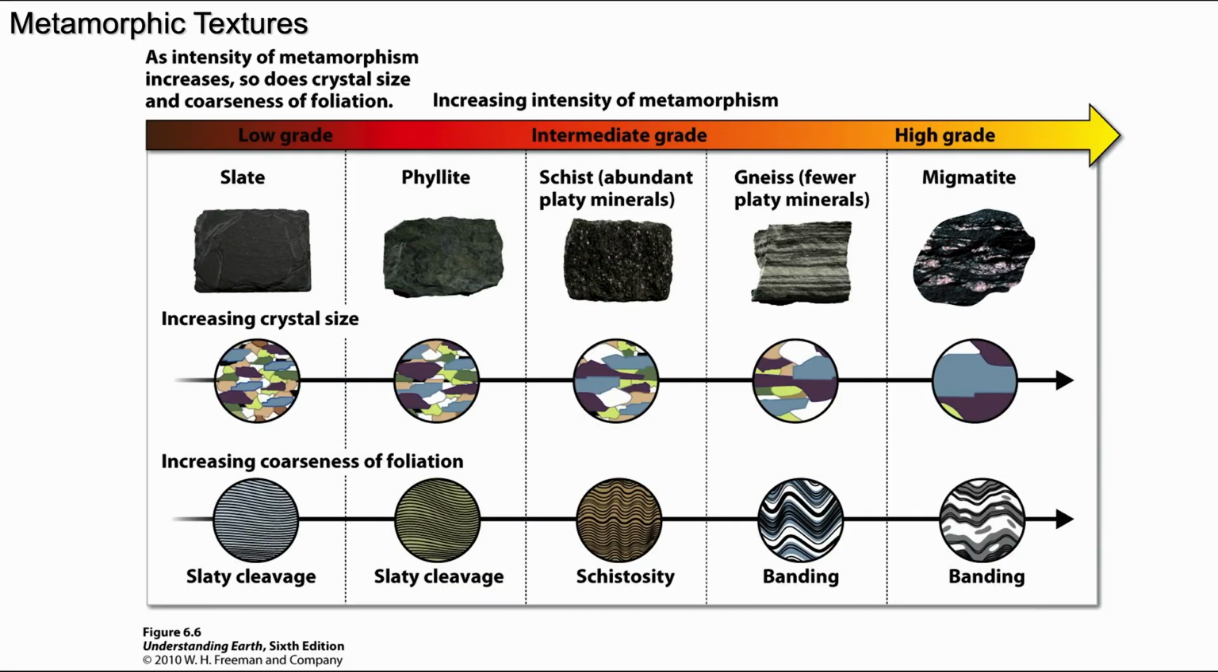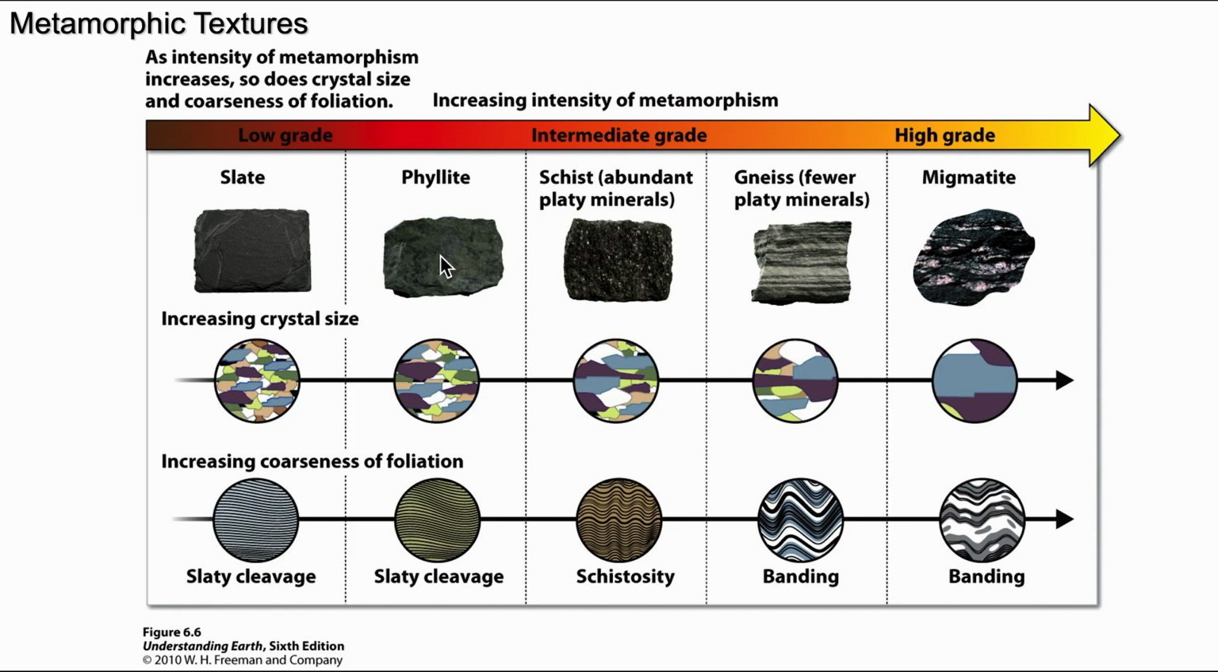As metamorphic textures are driven by metamorphism itself, the intensity of metamorphism is going to drive crystal size and the coarseness of foliation, with increasing intensity of metamorphism leading to increasingly large crystal size and increasingly coarse foliation. Starting from low grade to high grade, we see the metamorphic rock slate. This is basically a baked shale. It has a dull surface. It does clink when you hit it with a hammer, as opposed to shale, which is a doot thud.